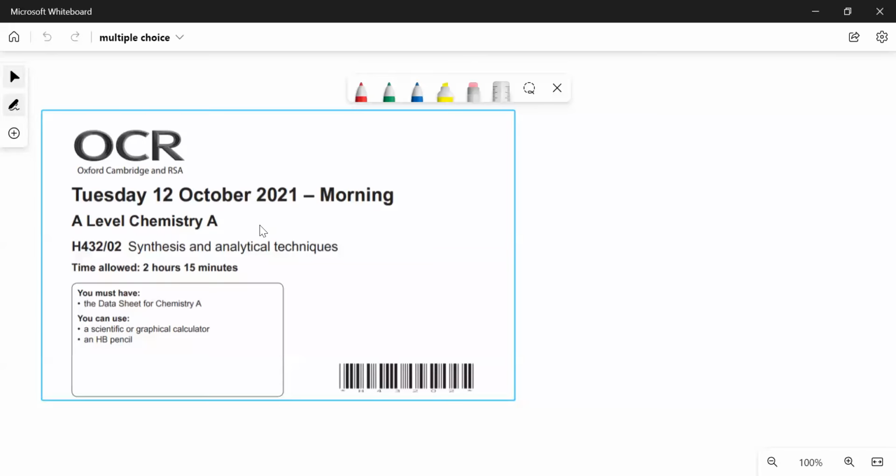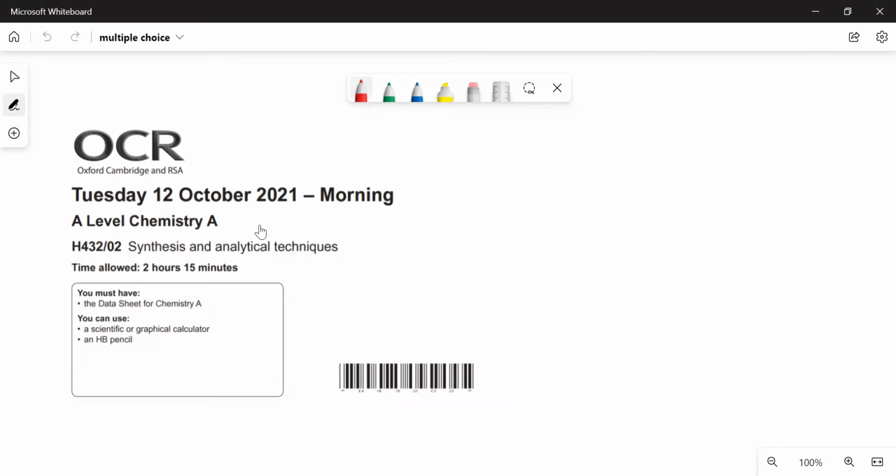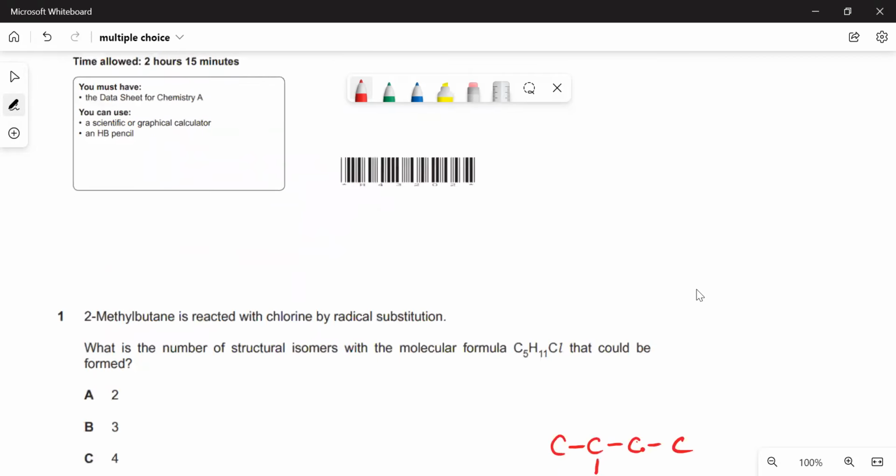Right, in this video, I'm going to go through the OCR A-level chemistry paper from 2021, this is paper 2. Okay, and I'll do this paper in two halves, first half in this video and second half in a later one. Okay, so we start off with the multiple choice section.